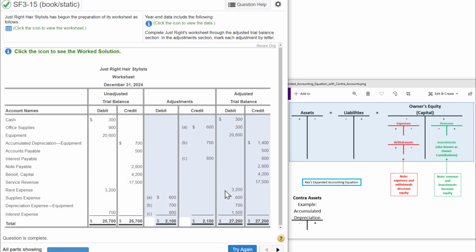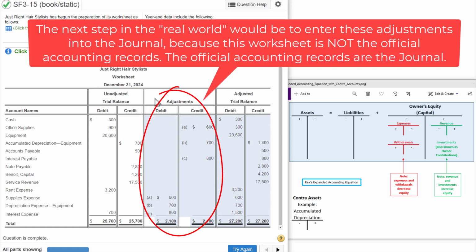So the next step for the accountant in the real world would be to take these adjustments in the adjustments column and actually put them in the journal. Now remember, this is just a worksheet. This is just a spreadsheet. Just because we put information here does not mean it's in the journal. This is just to help us update the account balances. So like I said, in the real world, the next step would be to enter these into the journal. And that's it.